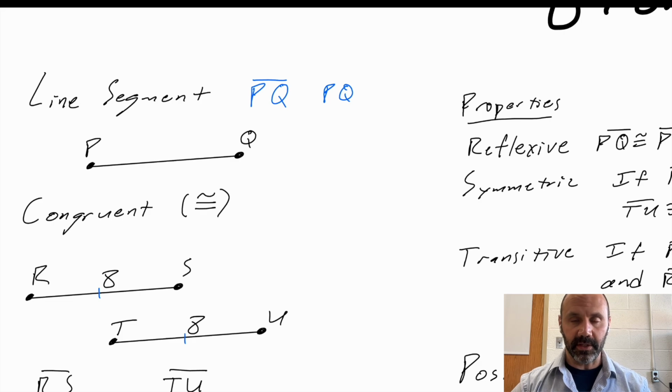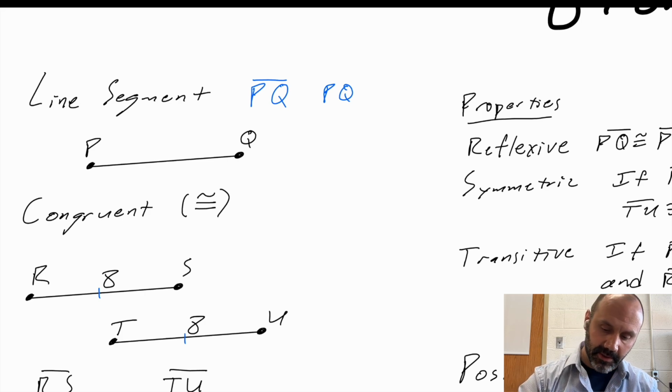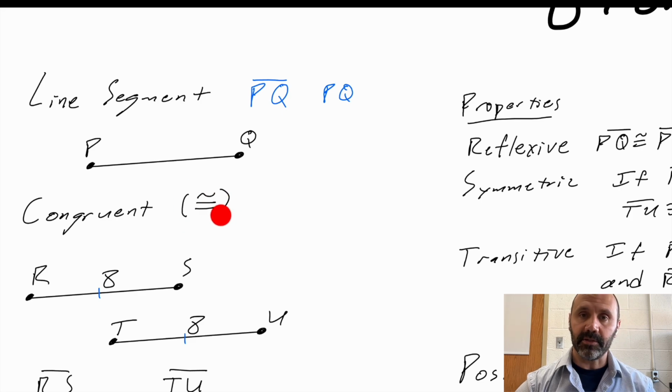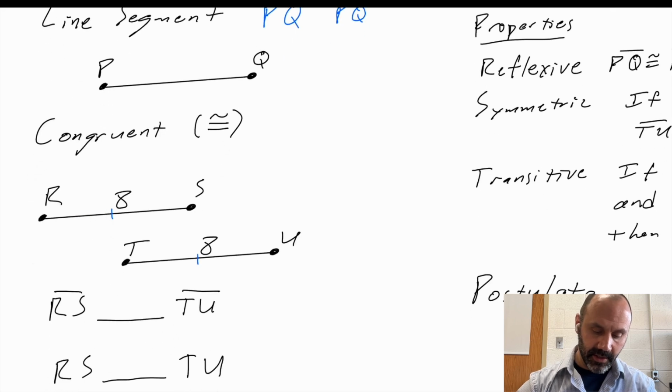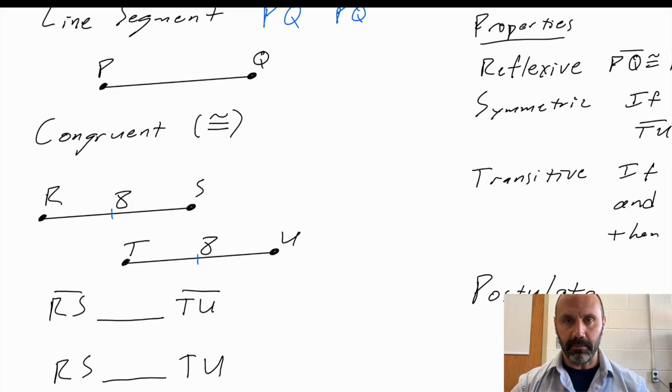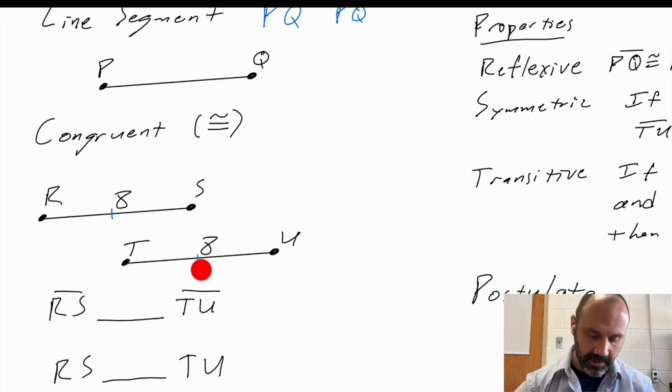If two segments have the same length, then that means they are the same shape and the same size. When two objects are the same shape and the same size, we call them congruent, and this is the symbol for congruence. It's like an equal sign with a squiggle above it. And so here's an example of two segments that are congruent, RS and TU. If two segments have the same measurement, then what we do is we put these little tick marks on them like this.